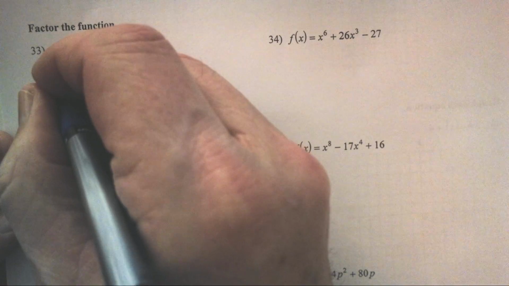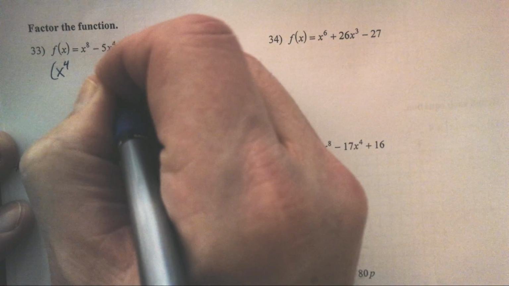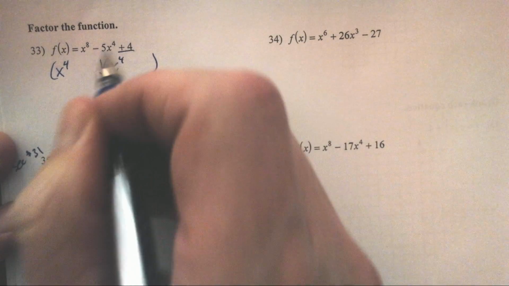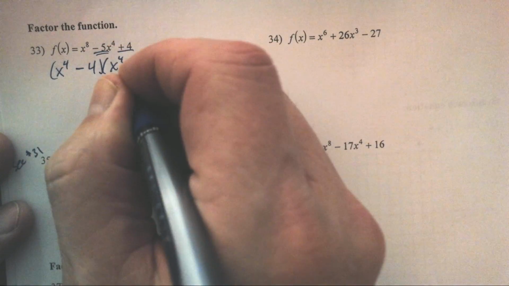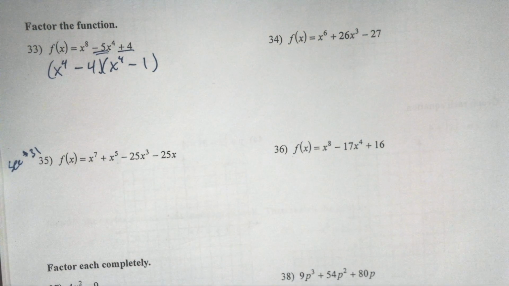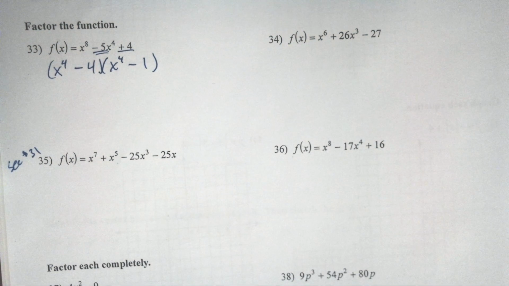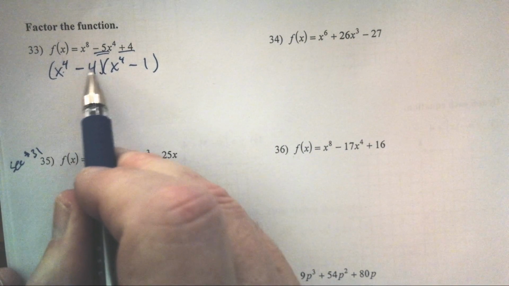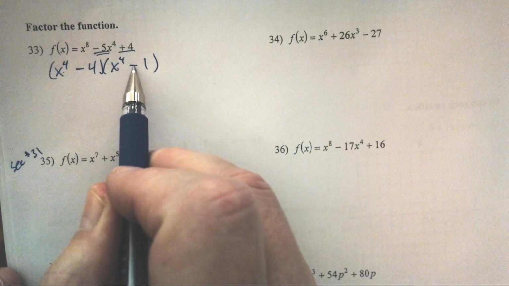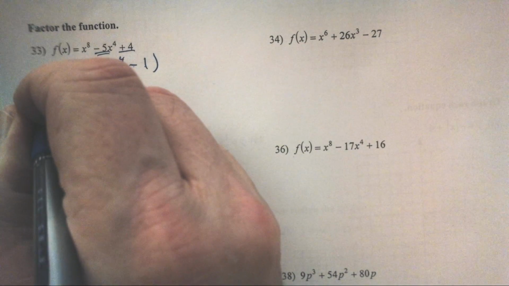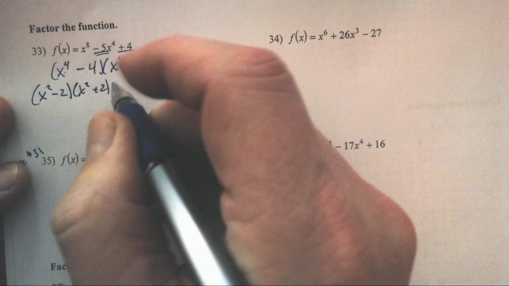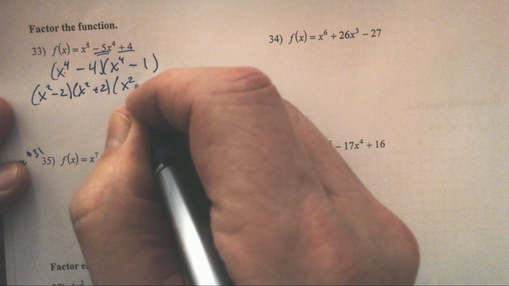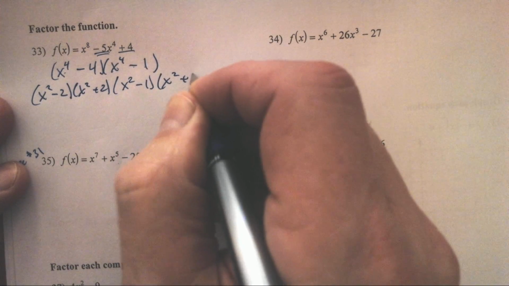So this is quadratic. It might factor into x to the 4th times x to the 4th if there are factors of positive 4 that add up to be negative 5: negative 4, negative 1. And we're in pretty good shape there, but we can continue to factor this. We can factor because we have a perfect square minus a perfect square and a perfect square minus a perfect square. This factors into x squared minus 2 times x squared plus 2, and this factors into x squared minus 1 times x squared plus 1.